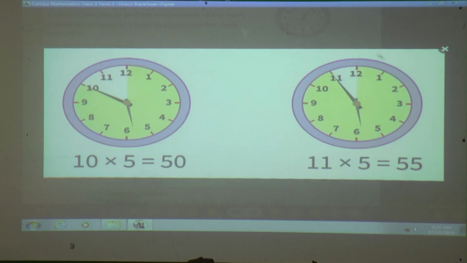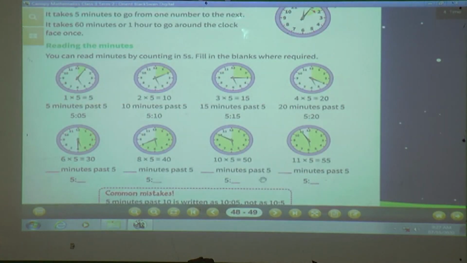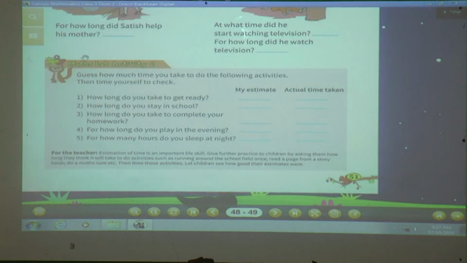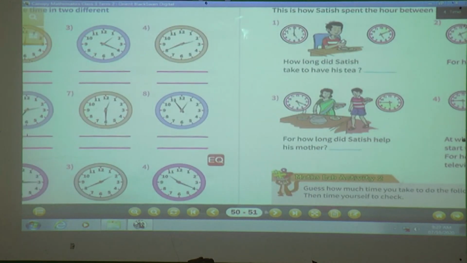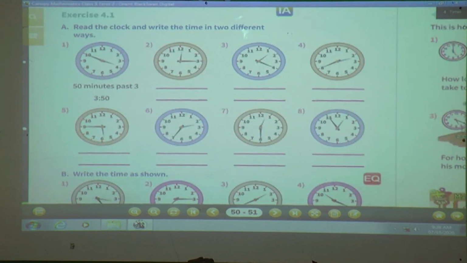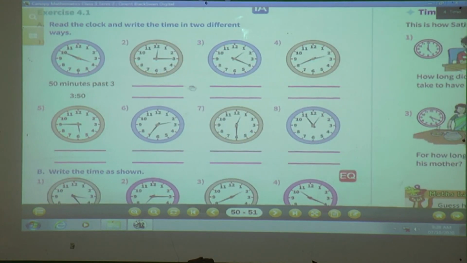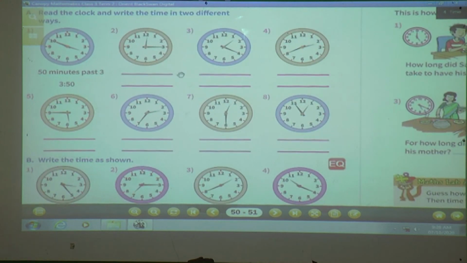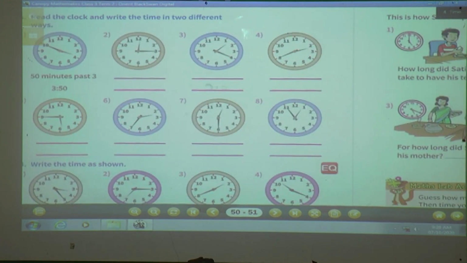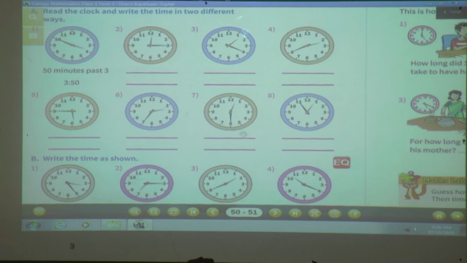Now turn the page. We'll see the exercise 4.1. Look at the board here now. The question is, read the clock and write the time in two different ways. Some clocks are given to us, and you have to read the clock and write the time in two different ways. Okay. Now see this first clock here.